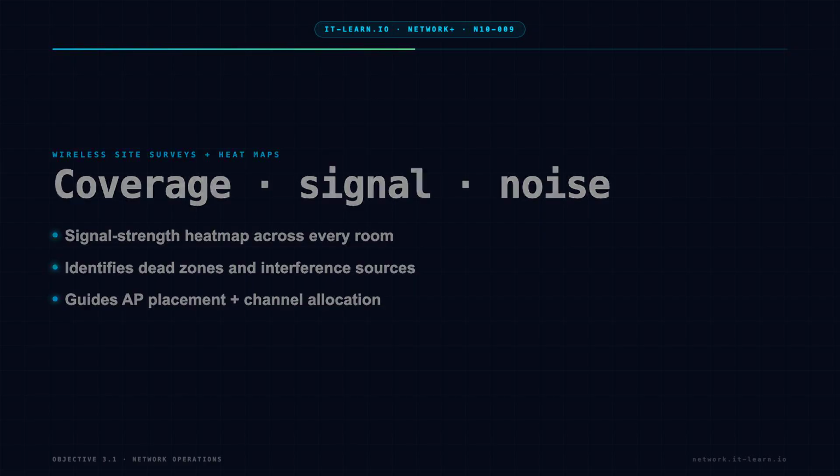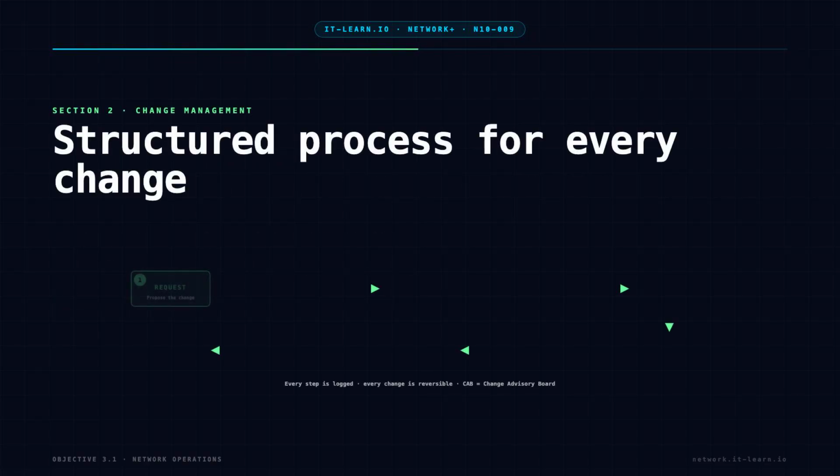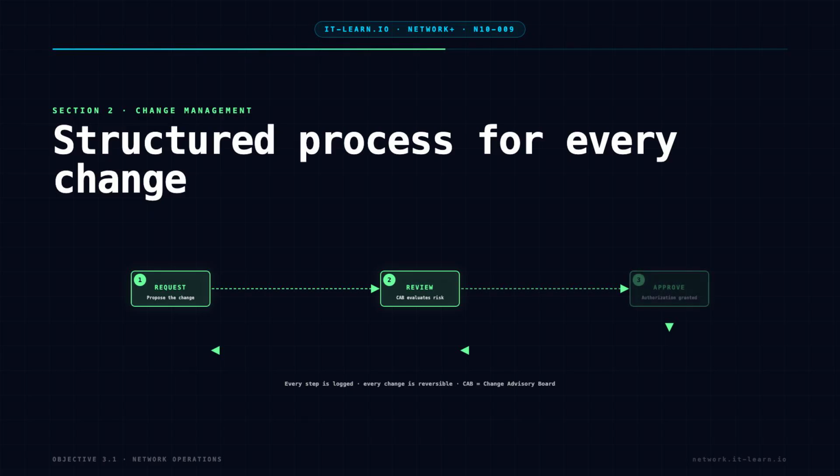Change management is a structured approach to implementing changes in the network. Without change management, ad hoc changes can introduce errors, cause outages, and create configuration inconsistencies. A typical change management process includes submitting a change request that describes the proposed change, its purpose, and potential impact. The change is then reviewed and approved by a change advisory board or designated authority.